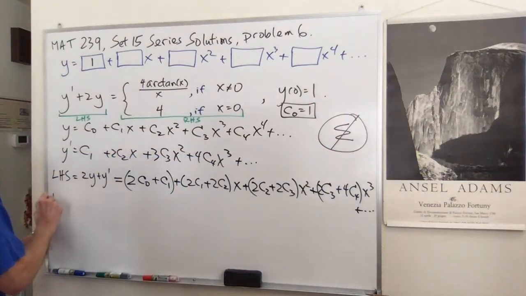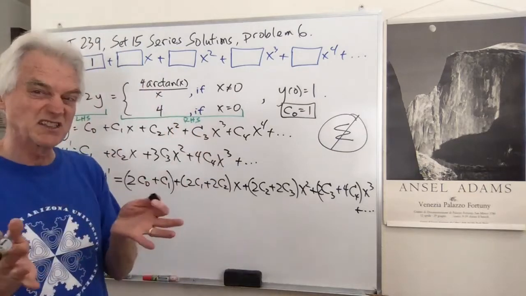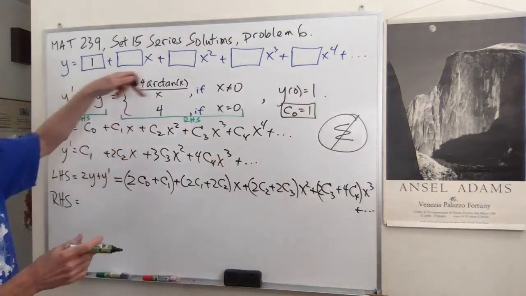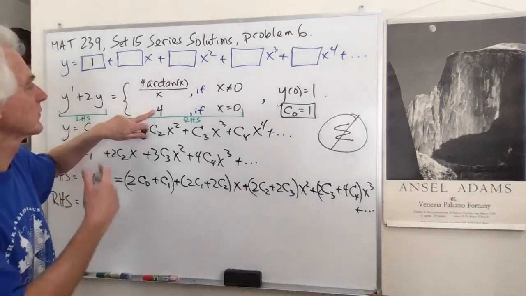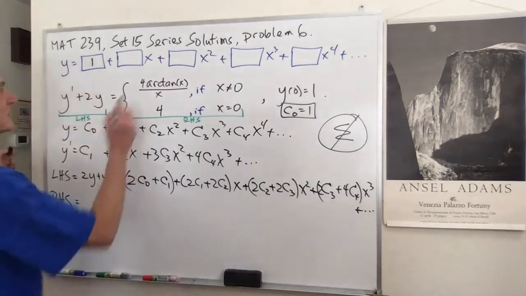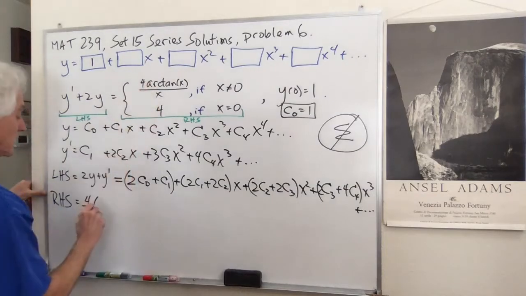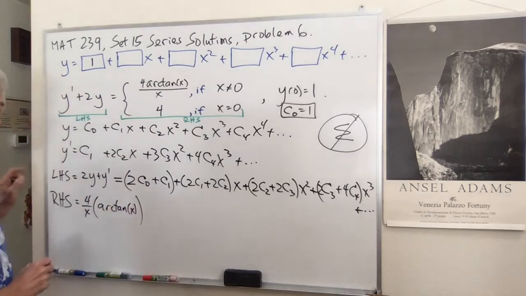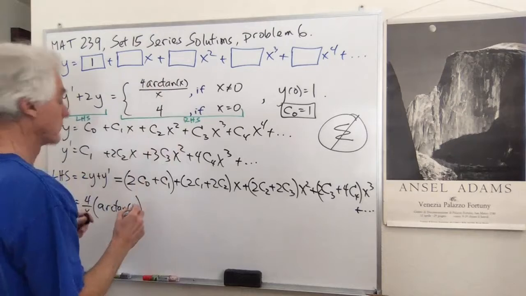Now let's do the right-hand side. As I talked about last time, it has this split definition, and it might worry you a little bit, but the point is that this formula is fine, and this point here will just come in automatically. So we can write the right-hand side as 4 over x times arc tangent of x. You'll probably have an arc sine, but that's okay.